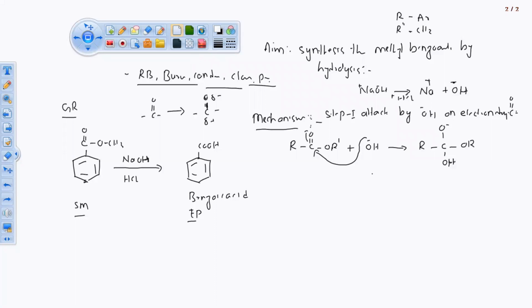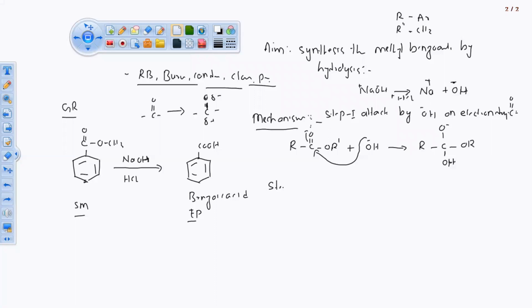So the first step is attack by hydroxyl group or OH on electron deficient carbonyl carbon. Attack has happened on the electron deficient carbonyl carbon. When this bond broke, this carbon became electron deficient, positive here. So that is positive. Then the negative will get attracted to the positive, it will make one bond with this material, and then the OH group got introduced into this. That is the first step.